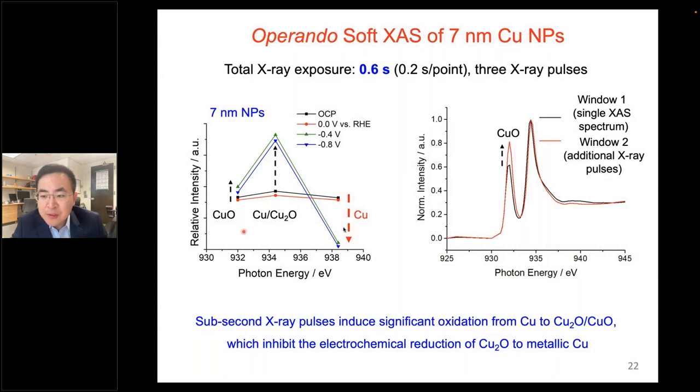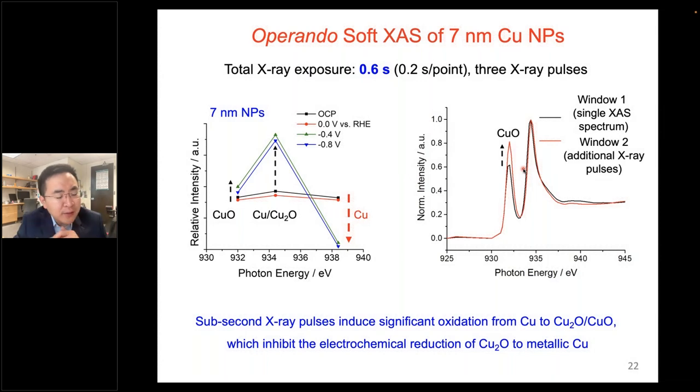And now the two-window design begins to provide another calibration point. When we finish the scan for the first window, after just one scan of 10 seconds, we already see a noticeable change. And for the second window, we have the additional X-ray pulses, and we see increasing beam-induced oxidation. This tells you that even for sub-second exposure, the small particle is too fragile and would be damaged by the X-ray in liquid.